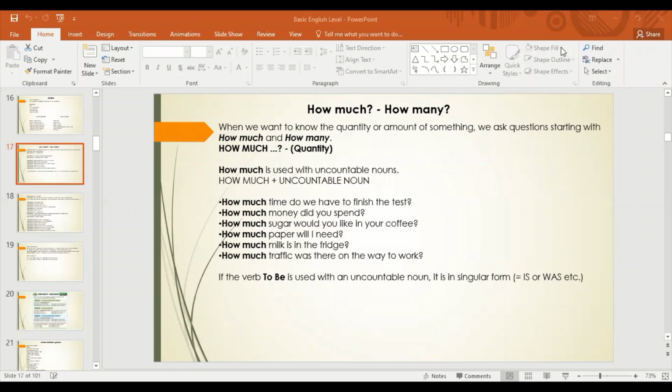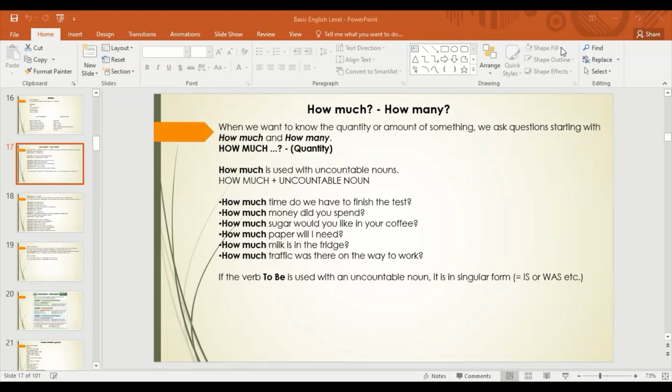When we want to know the quantity or amount of something, we ask questions starting with how much and how many. So you might have seen that when we ask about quantity, we use how much and how many, and we just talk about the amount of something. So first of all, we should know where we can use how much and where we can use how many.